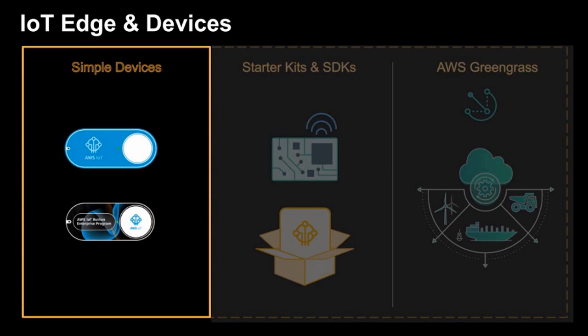So for your IoT edge and devices, there are different services and applications you can use. We have services like Greengrass on the far right. This allows you to do local connections with devices. In the middle, we have our starter kits and SDKs, and these are where you would use Python or Java to get software on your devices and then publish and subscribe to different channels. But for this talk, we'll dive into the simple devices, which is our AWS IoT buttons. We have two types of buttons, developer buttons, and then also an enterprise program for the AWS IoT button.